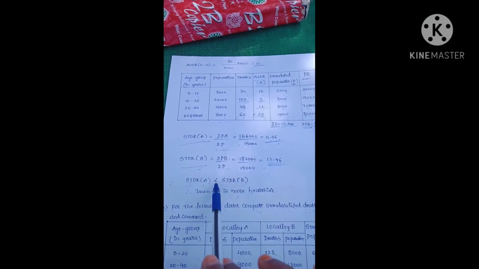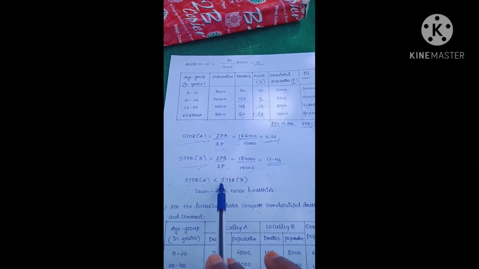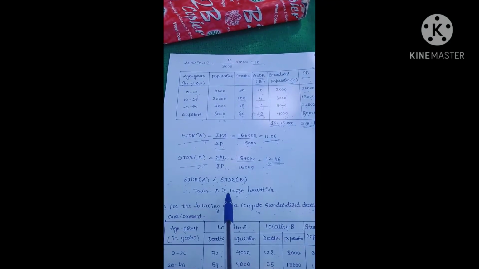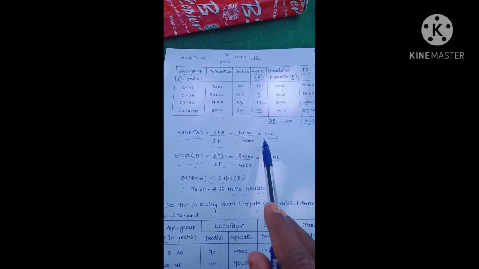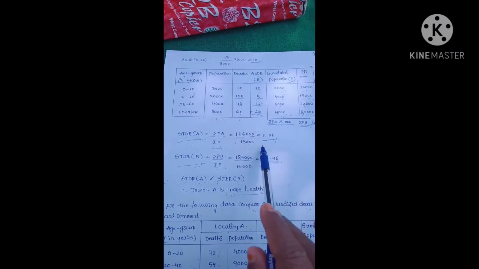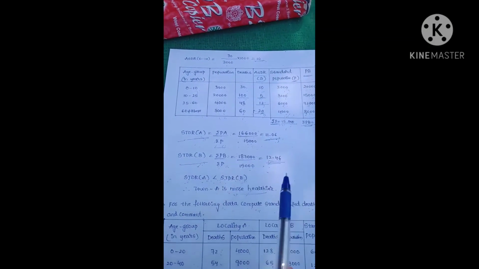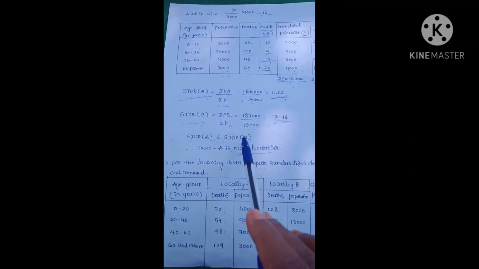This symbol is defined as less than. STDR A value is less than STDR B. It means therefore town A is healthier. Why is town A healthier? Because here we consider the minimum value. Here we take the minimum value. Town A is healthier.